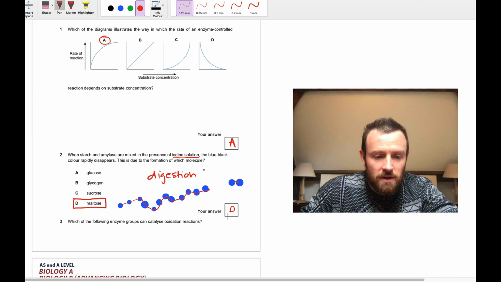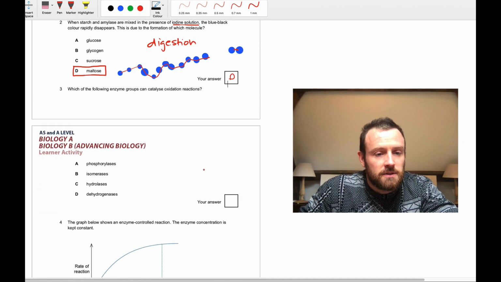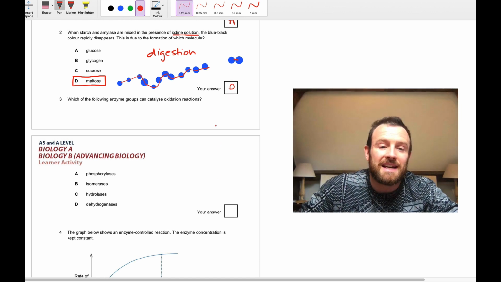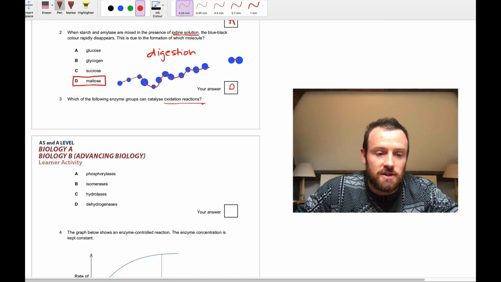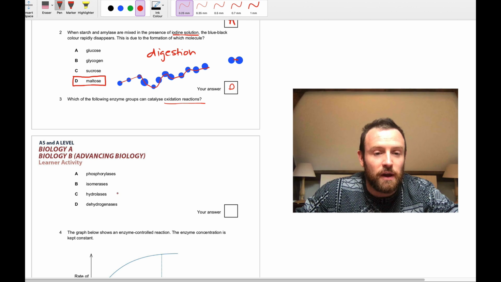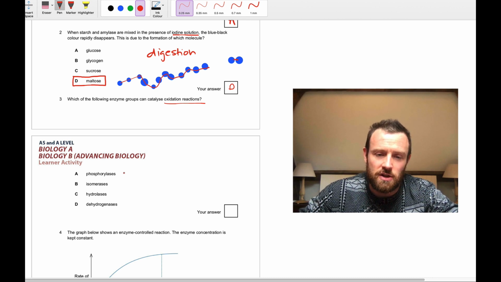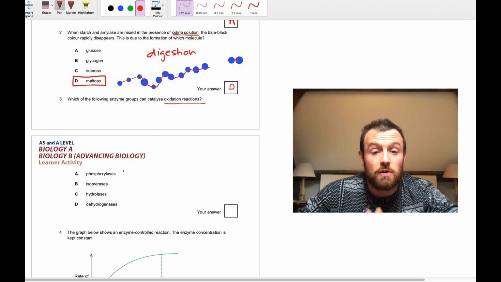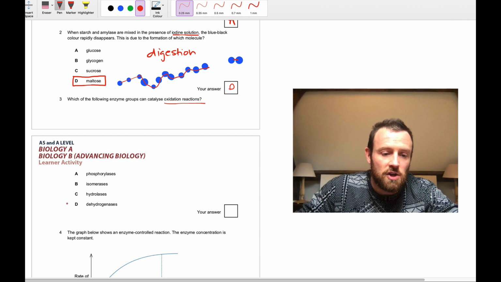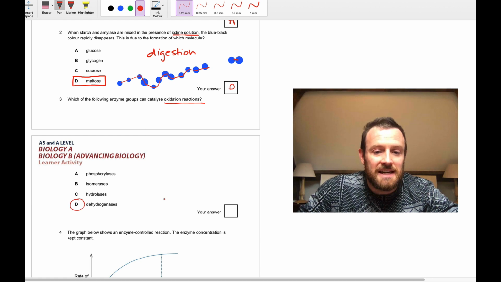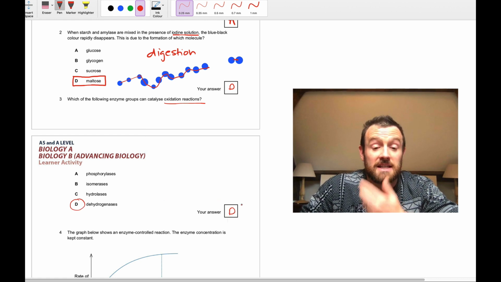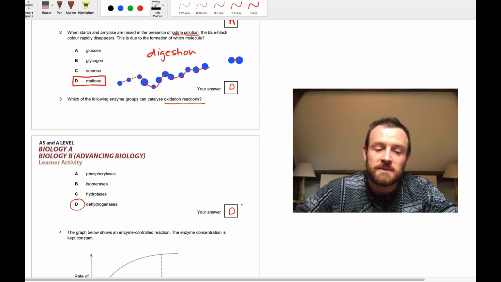Okay, moving on. Question 3. Which of the following enzyme groups can catalyze oxidation reactions? Okay, well, there's nothing here that's obvious, like an oxidase. So we have to think, what is equivalent to oxidation? So oxidation is loss of electrons. It's also loss of hydrogen. Okay, so which one is it? Loss of hydrogen is D. So dehydrogenase is the same thing as oxidation.